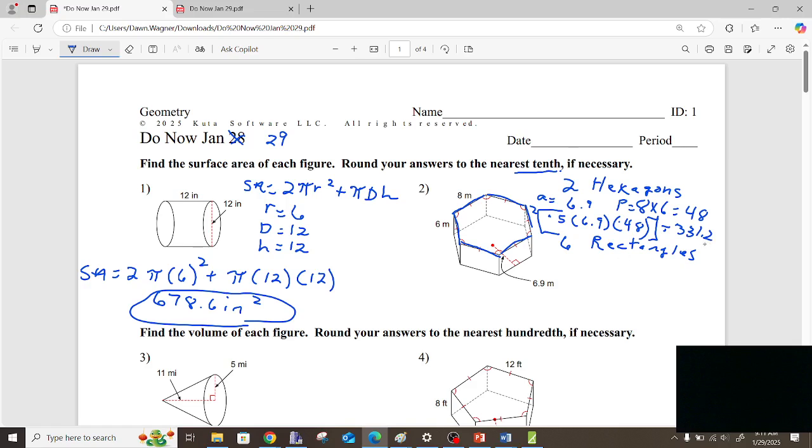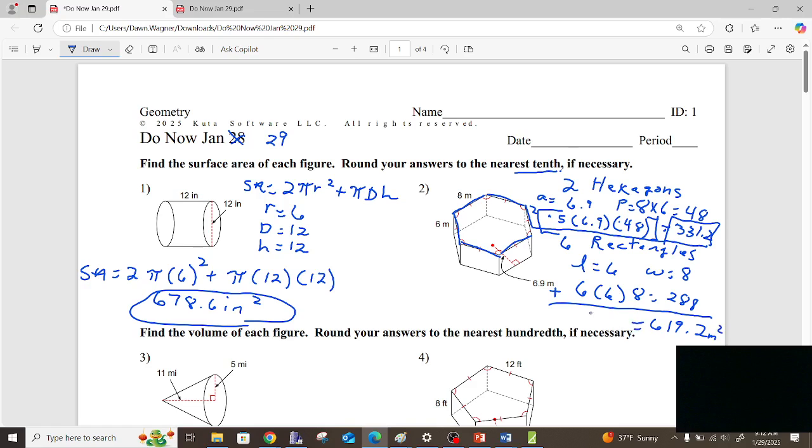Okay. And now, so this is the bases, right? This is the bases. And now I need going around the outside. I have 6 congruent rectangles. What are the length and the width of these rectangles? Yep, it's a 6 by 8, and I have 6 of them, so it's going to be 6 times 8, which is equal to 288. And then you want to add these two together, and that gives 619.2, and that would be meters squared, and this is surface area.